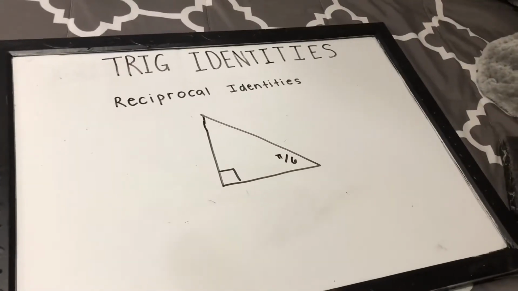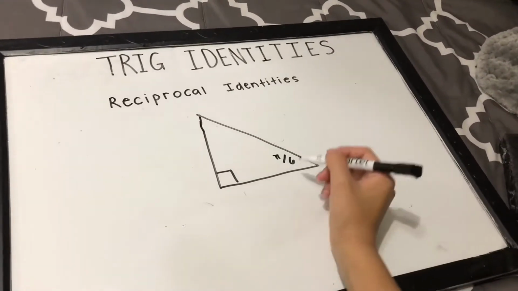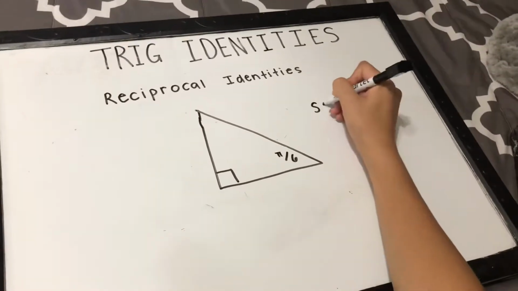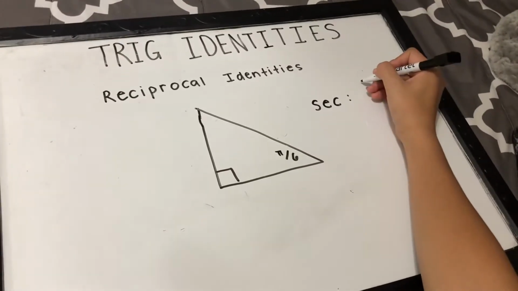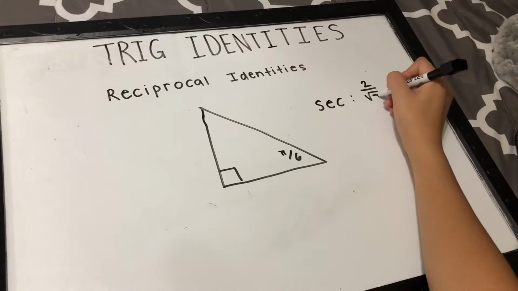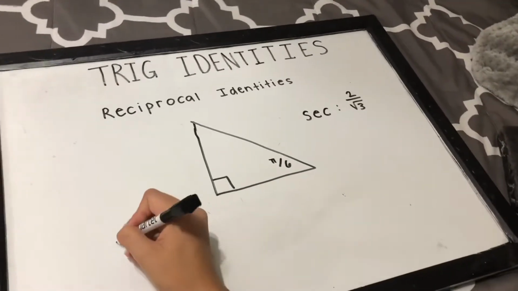Another example in which reciprocal identities could come in handy is, let's say for example, you're given pi over 6, and the problem tells you that the secant of pi over 6 is 2 over root 3. And they tell you to find, let's say, the tangent.